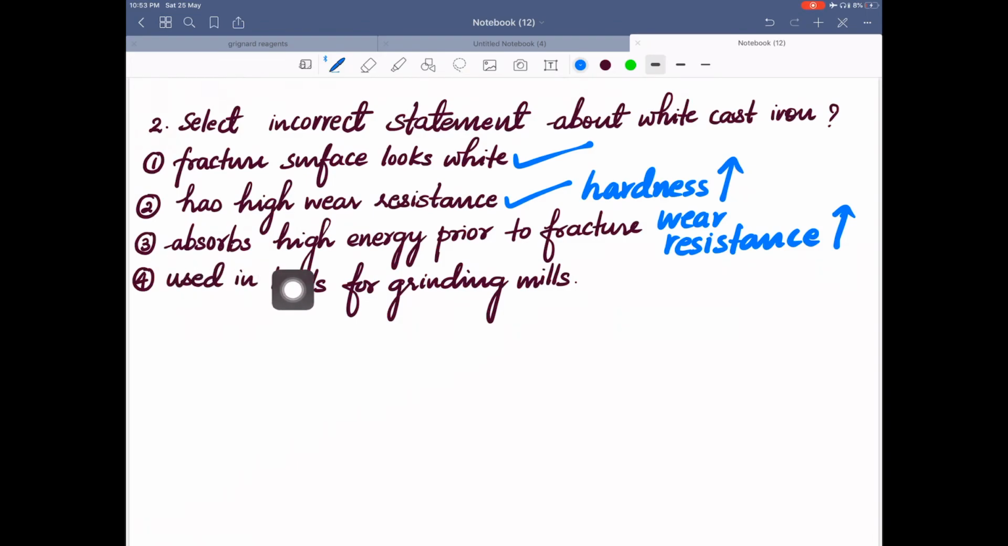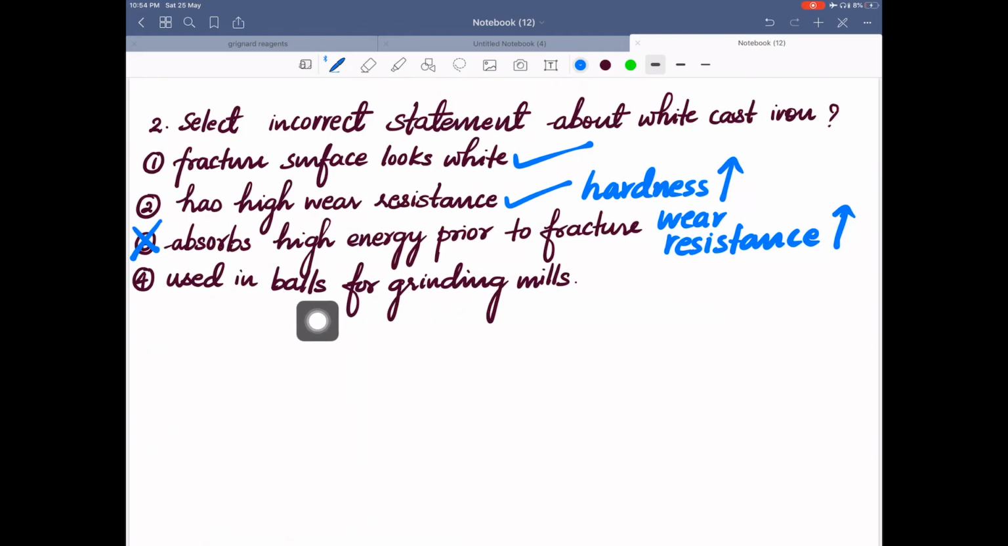Third is absorbs high energy prior to fracture, and that is definitely going to be incorrect, because if the hardness is high, then the material will be brittle in nature, and the brittle material absorbs a very low amount of energy prior to deformation or fracture. So this is absolutely wrong.